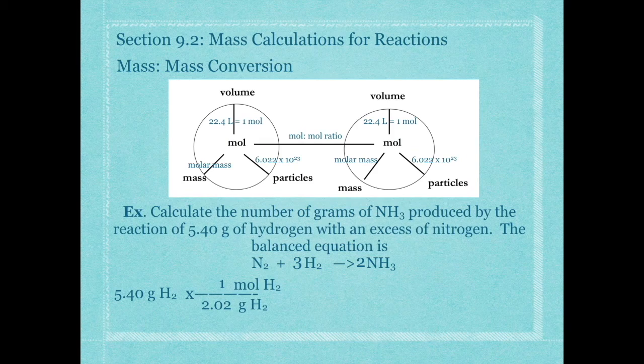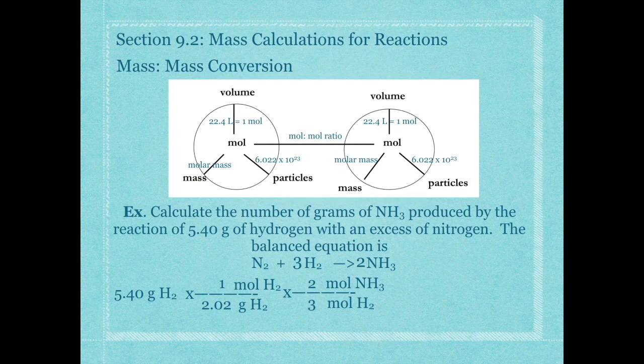Now I'm in moles of hydrogen. Now I want to get into moles of NH3. So I'm going to convert. I'm going to put moles of hydrogen on bottom, moles of NH3 up top. And here I'm going to be using the coefficient. So for every 2 moles of NH3, I need 3 moles of H2.